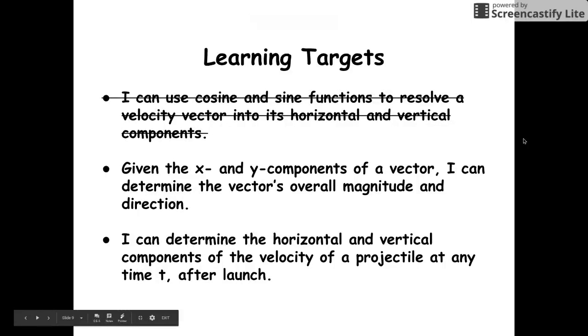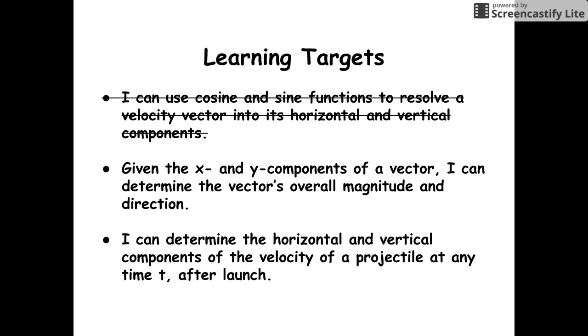Hello again. Let's come back to our learning targets here for the second part of this lesson. What we just finished was a lesson in which we used cosine and sine functions to resolve a vector into its horizontal and vertical components. Now in part two, we're going to go in the opposite direction, because sometimes in physics problems, you know what the x and the y components of the vector are, and you want to put them back together to find the overall magnitude and direction of the original vector.